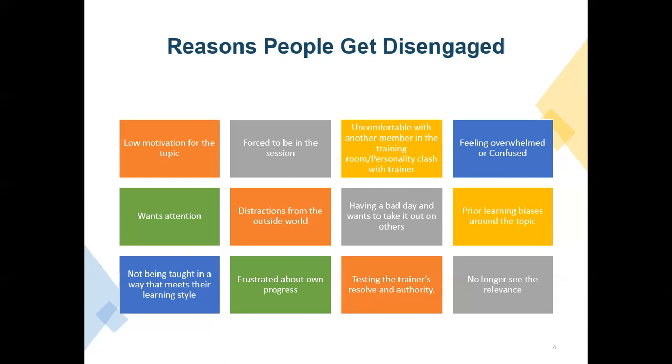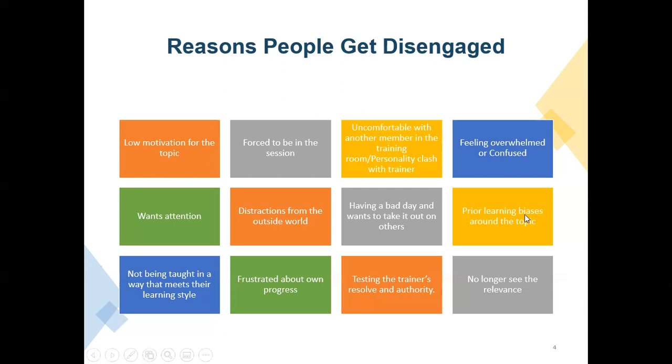Okay. Distractions from the outside world. Certainly if somebody's got things going on at home or in the workplace, it can be quite hard for them to stay present. Okay. Next one, maybe similarly they are having a bad day and things are going on. Maybe they won't take it out on other people. Okay, it happens.